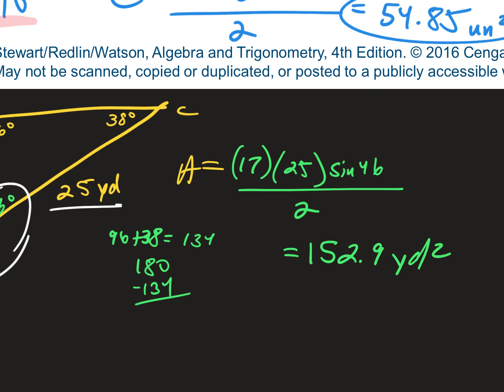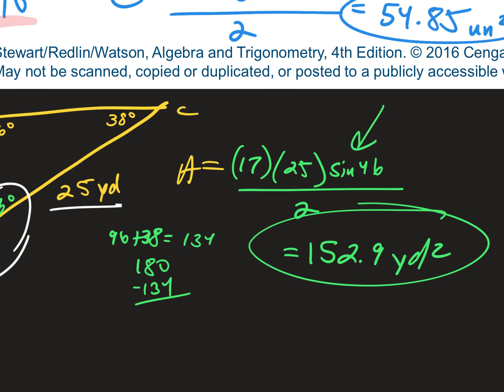Antonio Jimenez. So 152.9 yards squared. Sarah just asked a really good question. She said, is it in the formula, is it always going to be sine? Yes. It's always going to be the two sides that they give you and then the sine of the angle in between divided by 2. All right? You guys all right?